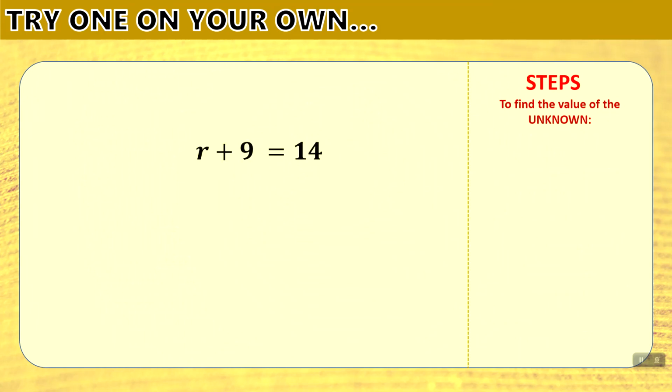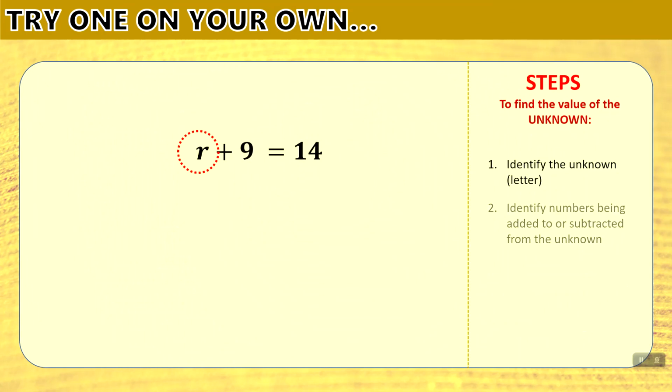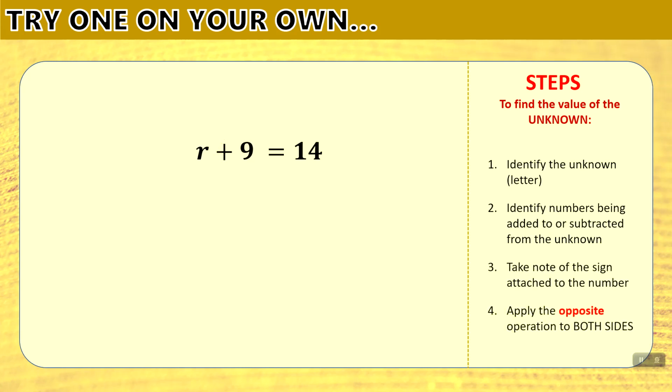So let's try one on your own now. R plus 9 equals 14. The unknown letter is R. The number being added or subtracted is 9. What kind of 9? It's a plus 9. It's a positive 9. And so we need to apply the opposite. The opposite of a plus 9 is a minus 9. And so we rewrite R plus 9 equals 14. And we take away 9 from the left, and we take away 9 from the right. The plus 9 and the minus 9 will cancel, and we're left with R is equal to 14 take away 9 is 5.